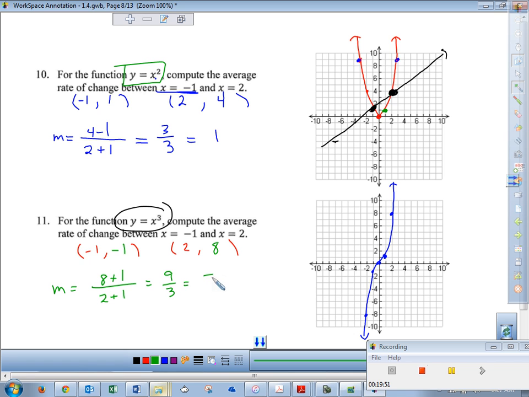-1, 1. If I found those 2 points on that graph and connected the dots together, the average rate of change between those 2 points with a line is 3 over 1. All right, rise 3, run 1, rise 3, run 1.